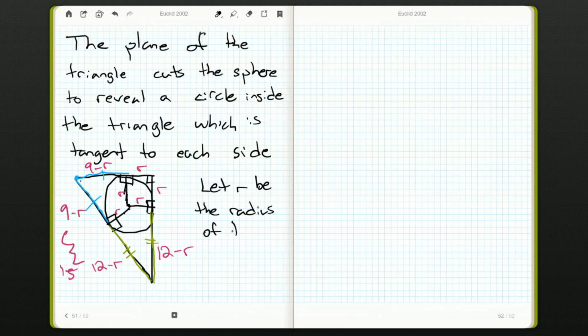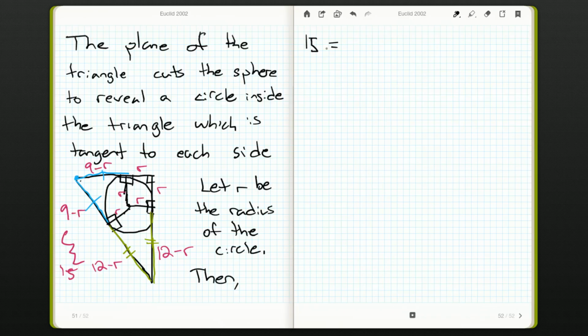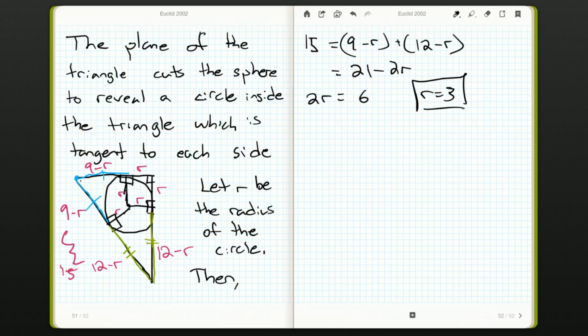So let r be the radius of the circle. Then we've shown our work. 15 is 9 minus r plus 12 minus r. That's 21 minus 2r. So 2r is going to be 21 minus 15, that's 6. r is going to be equal to 3.